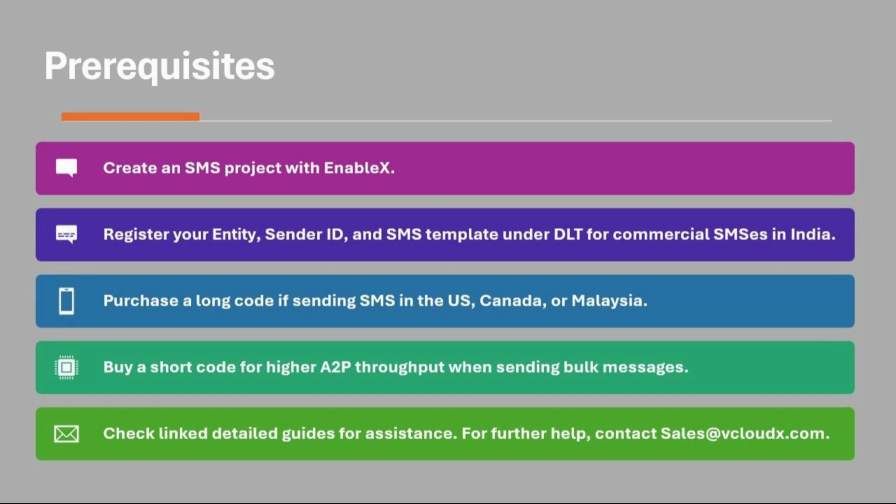If you're sending SMS in the US, Canada, or Malaysia, you'll need to purchase a long code. For sending bulk messages, consider buying a short code to achieve higher A2P throughput.